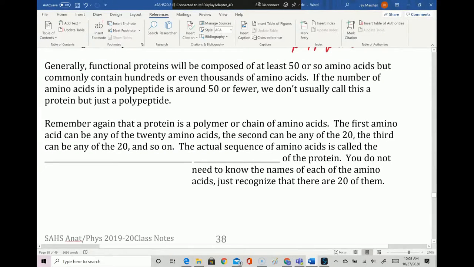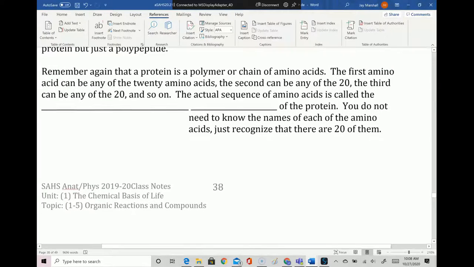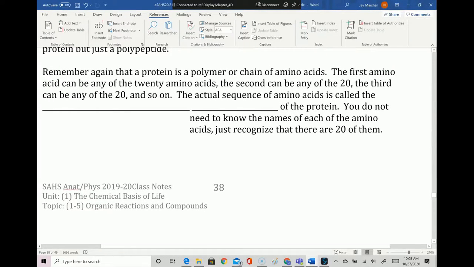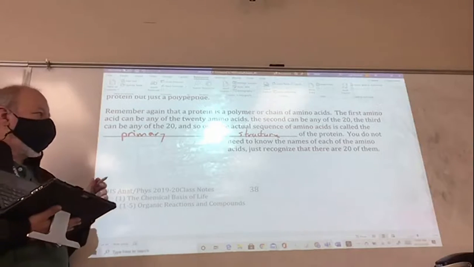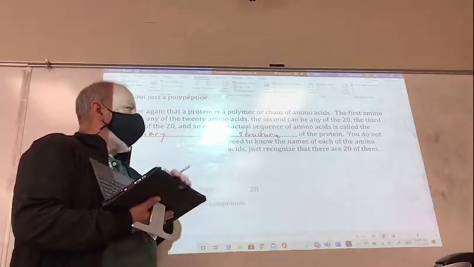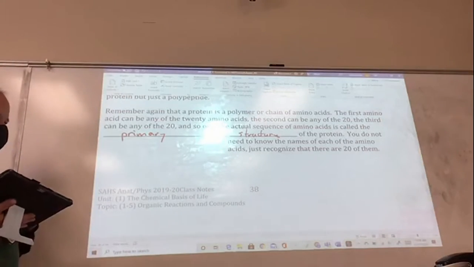So remember again that a protein is a polymer or a chain of amino acids. The first amino acid can be any of the 20 amino acids. The second can be any of the 20 amino acids. The third can be any of the 20 amino acids. The actual sequence of amino acids is going to be called the primary structure of the protein. Okay, so you don't need to know the names of each of the amino acids, you just need to know that there are 20 of them.